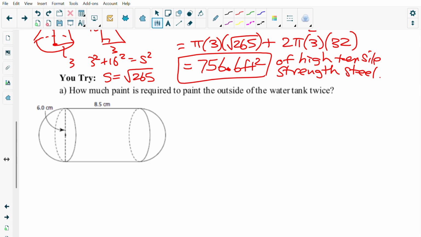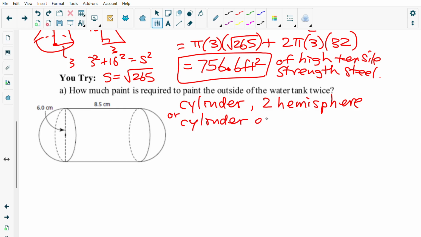This is a challenging one. How much paint is required to paint the outside of the water tank twice? So if I analyze this, I have a cylinder and 2 hemispheres. And you could do this a number of ways. You can calculate things for each hemisphere, or I have a cylinder and 1 sphere, because if I put the 2 hemispheres together, I get 1 sphere.